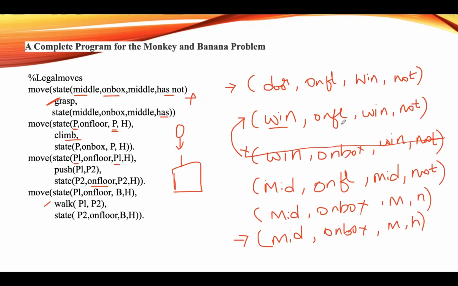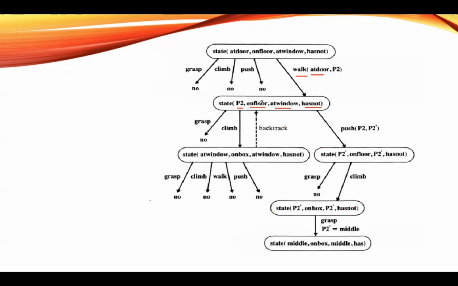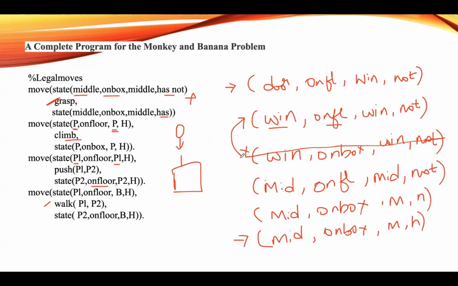But initially, the monkey is on the floor. After executing this, the monkey is on the box. But there is no move which matches with this state. So you need to backtrack to the previous state. That's what we did. We moved to the previous state, backtracking is done.